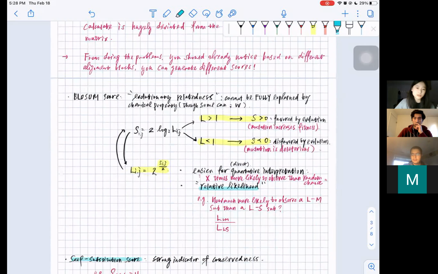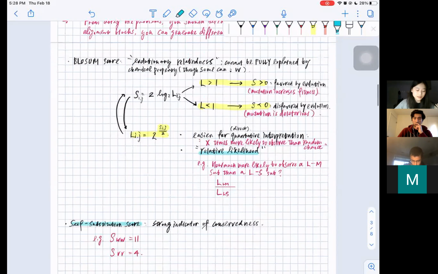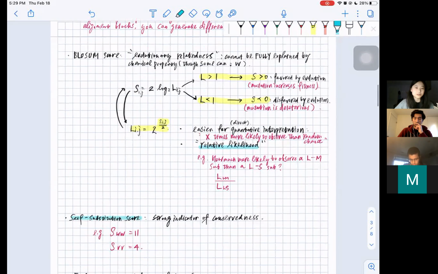Some other things to notice is L and S are interchangeable, and S is based on the logarithm, and L is really a likelihood. Each L and S refers to the substitution of one amino acid pair.